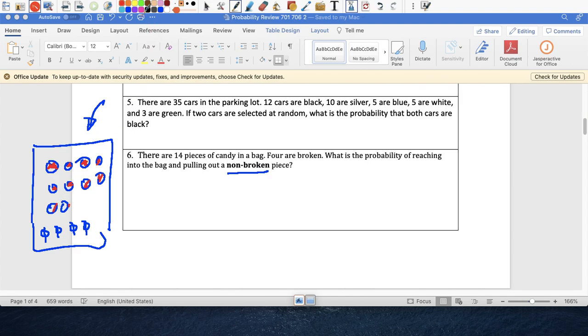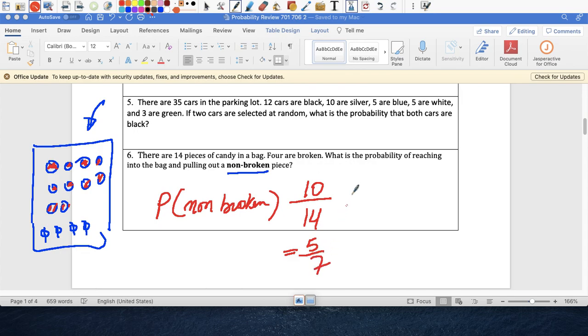So, probability, non-broken. Well, how many in total, first of all? The total is 14. How many are not broken? Well, 1, 2, 3, 4, 5, 6, 7, 8, 9, 10. 10 are not broken. And if you simplify, you get 5 out of 7.